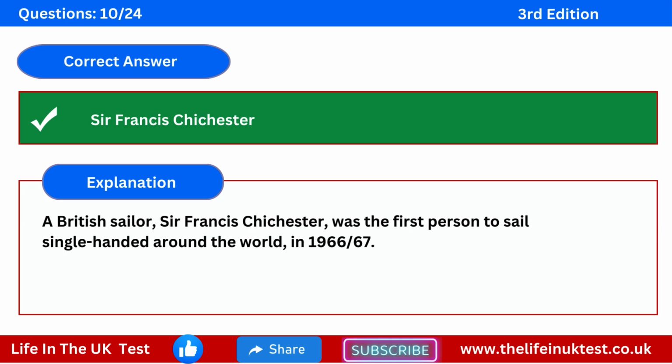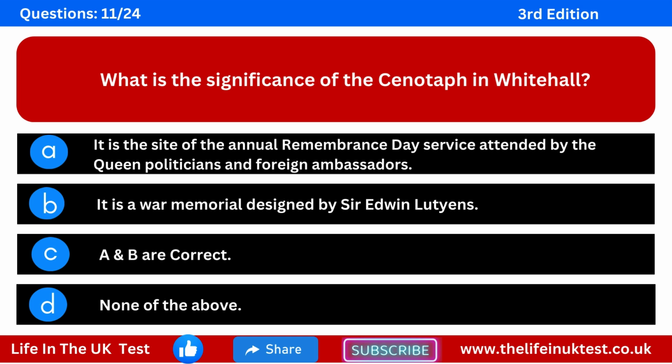The correct answer is Sir Francis Chichester. Explanation. A British sailor, Sir Francis Chichester, was the first person to sail single-handed around the world in 1966 and 67. Question 11. What is the significance of the cenotaph in Whitehall?